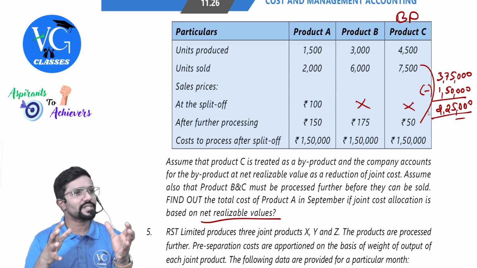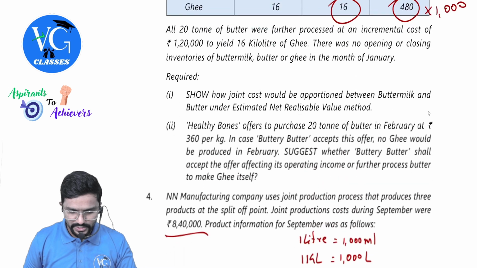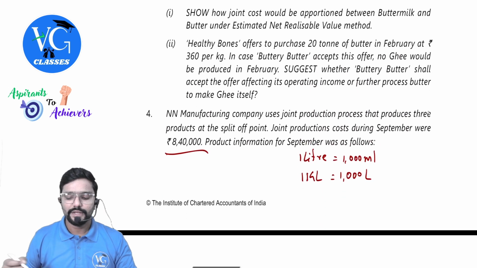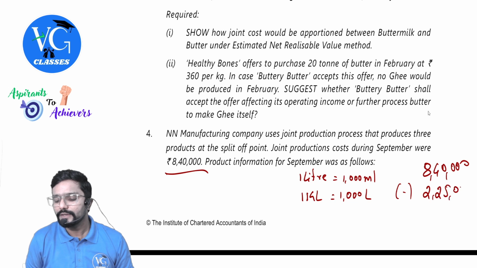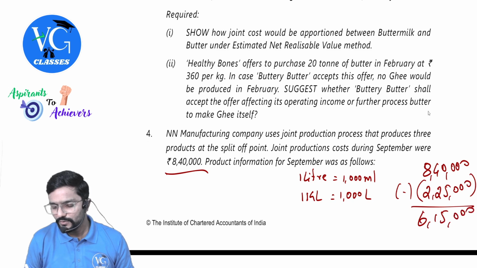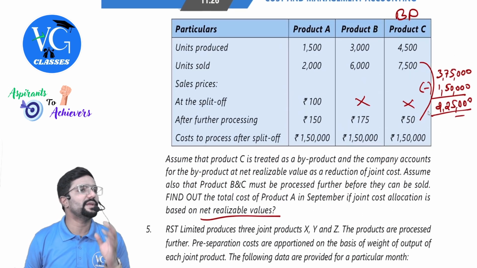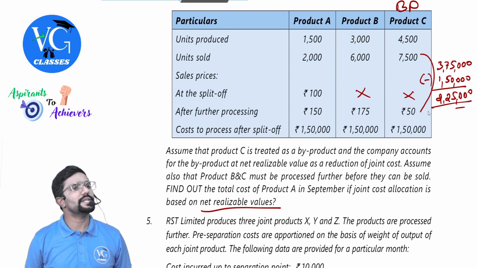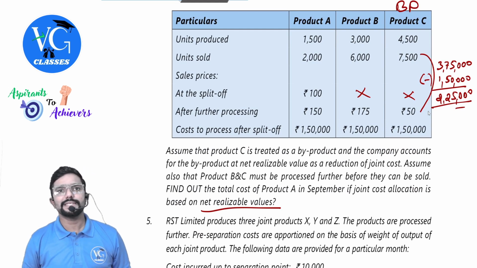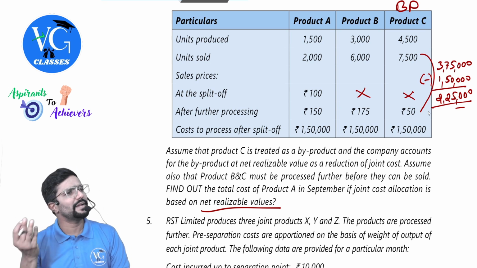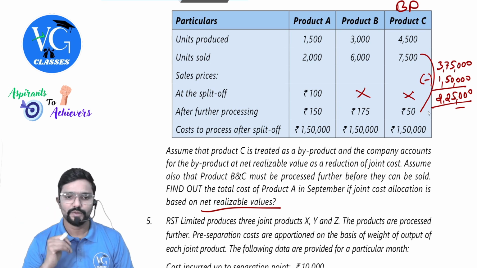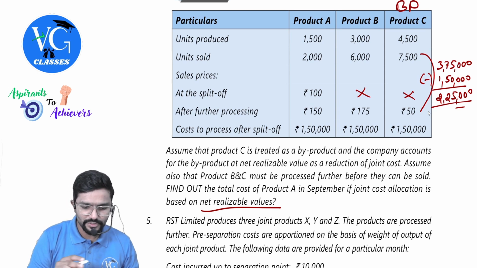It is the share of joint cost to the byproduct. What is the total joint cost? 8 lakh 40,000. 8 lakh 40,000 minus 2 lakh 25,000, 6 lakh 15,000. Now this has to be shared between whom? A and B. For that again we have to follow what? Net realizable value method. How is it, sir? Simple. Calculate the sale value minus further processing cost. Okay. Sure. Come to question number 4.